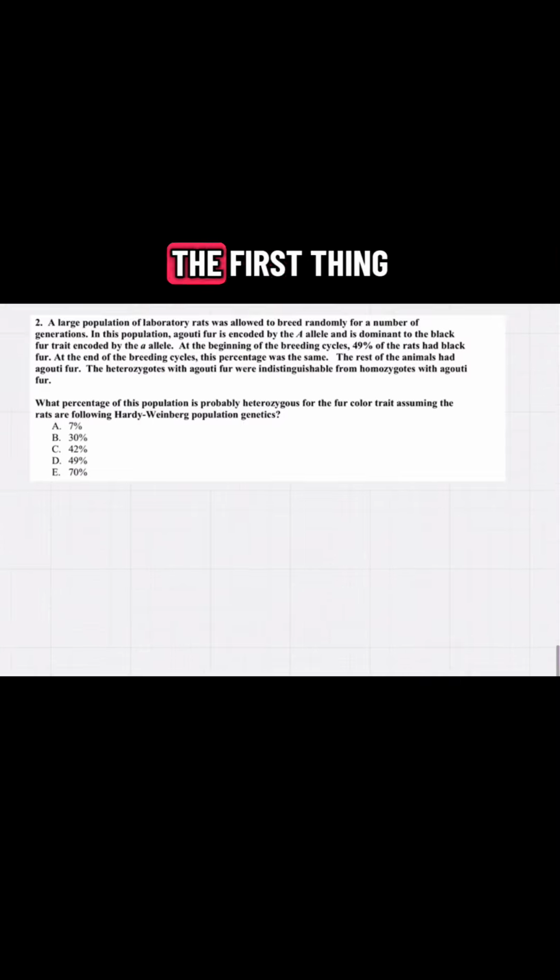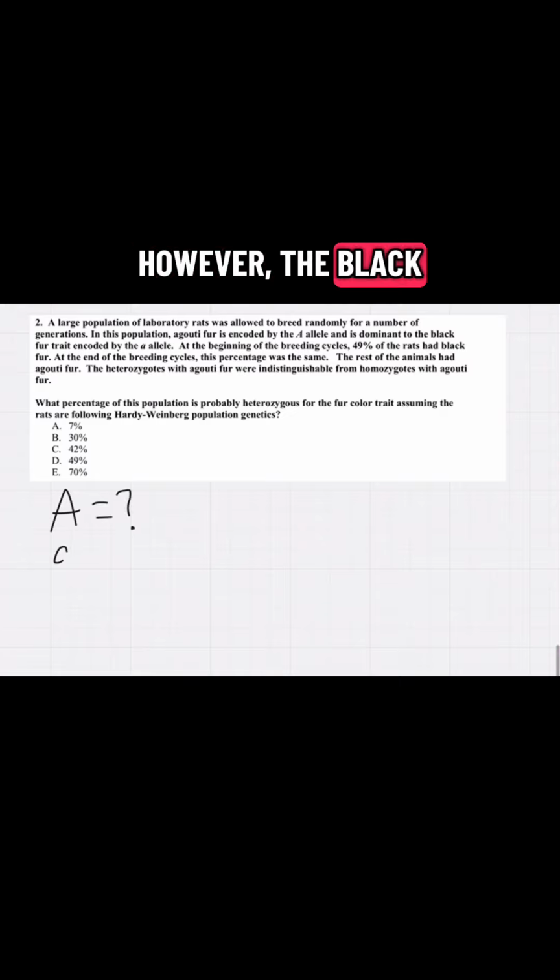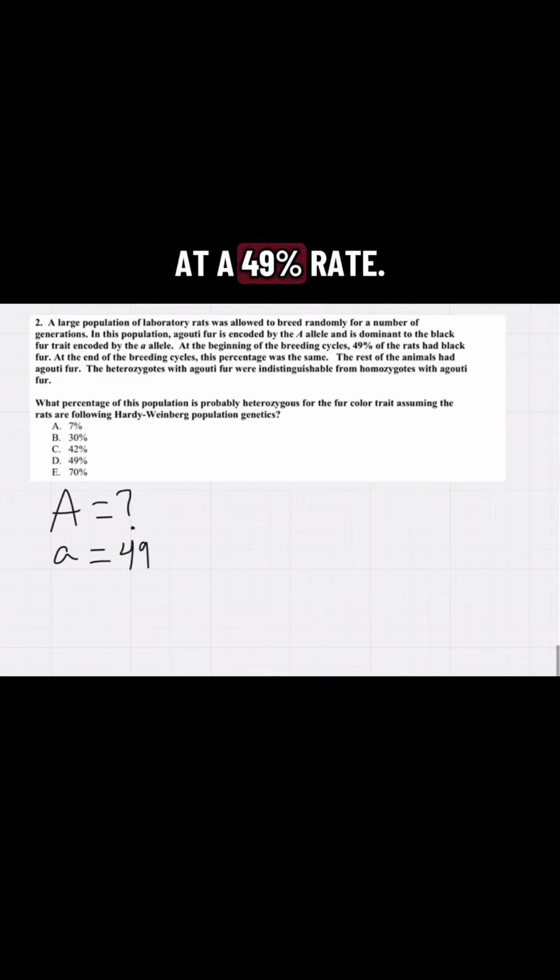The first thing we should do is derive the numbers that we have. So first we have the dominant A allele, or agouti fur, that is a number that we don't know as of right now. However, the black fur, or the recessive one, is at a 49% rate.